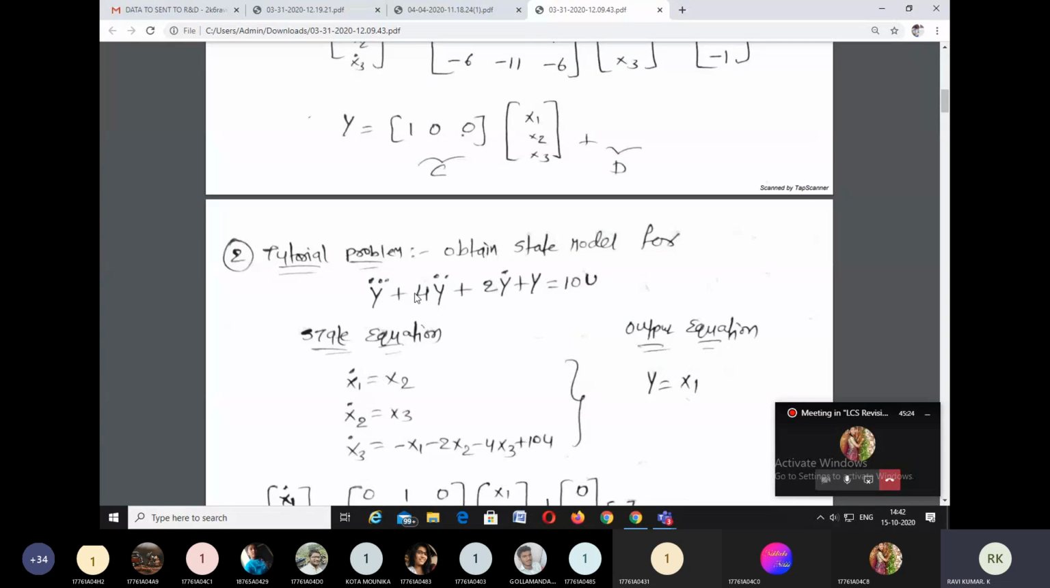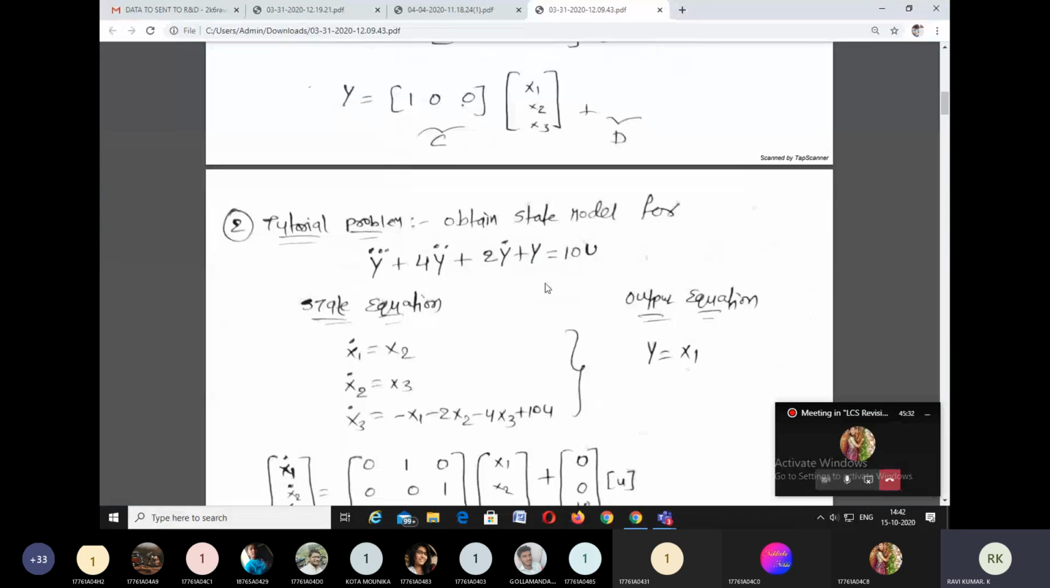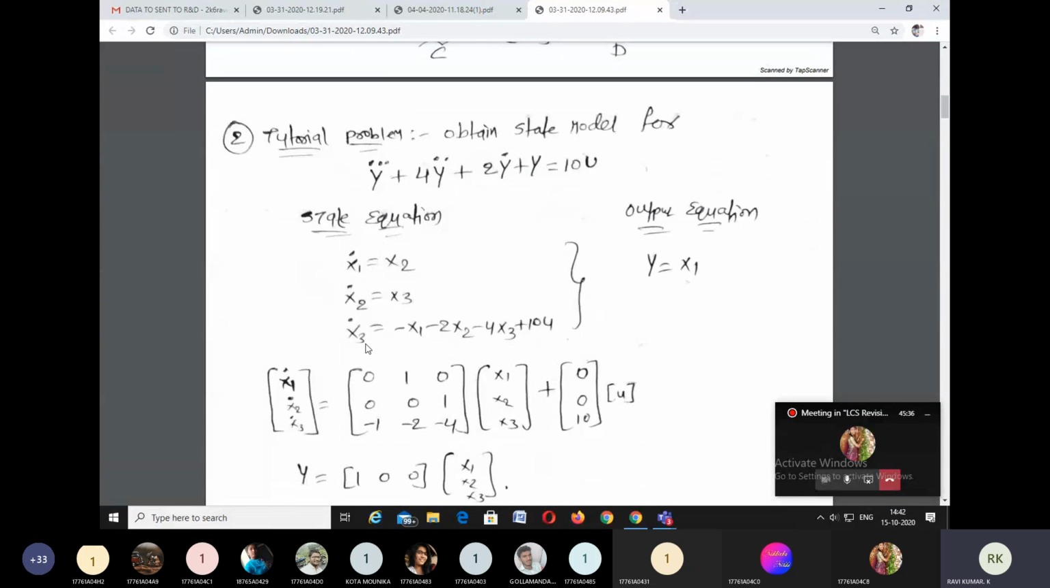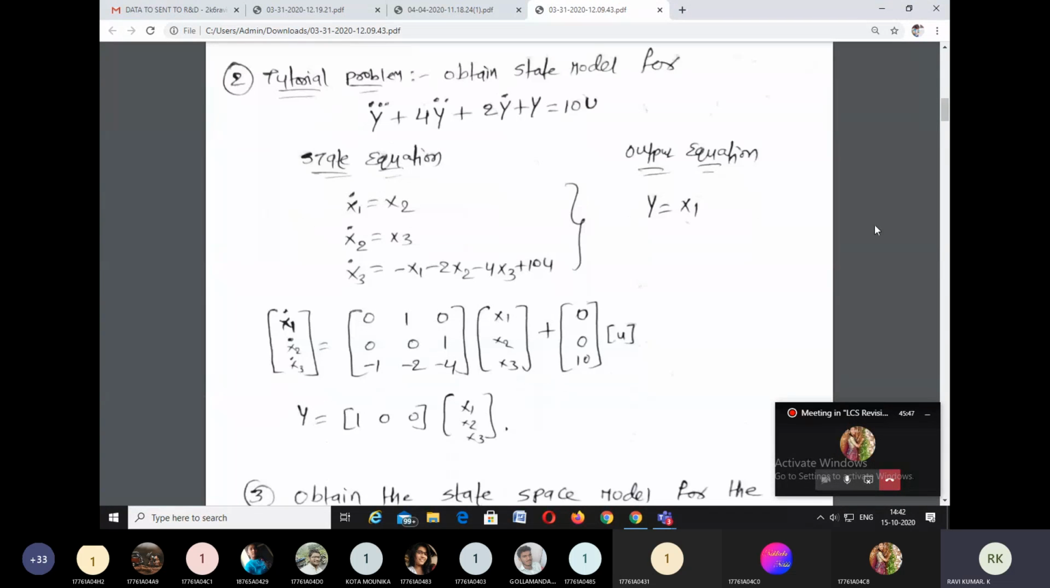Y triple dot plus 4 y double dot plus 2 into y dot, where dot means single time derivative, double dot 2 times, triple dot 3 times, is equal to 10u. You can write the same thing: x1 dot you will get x2, x2 dot you will get x3. From this equation you can directly write x3 dot is equal to minus x1 minus 2x2 minus 4x3 plus 10u. This is the state equation, and this is the output equation. You'll get the matrices here.